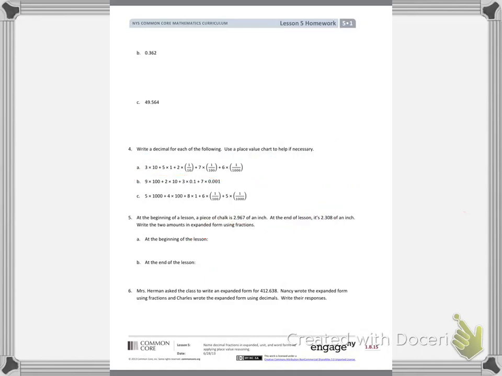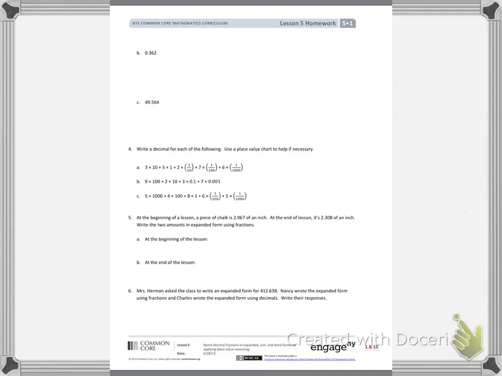Number 6 reads, Mrs. Herman asked the class to write an expanded form of 412 and 638 thousandths. Nancy wrote the expanded form using fractions, and Charles wrote the expanded form using decimals. Write their responses.